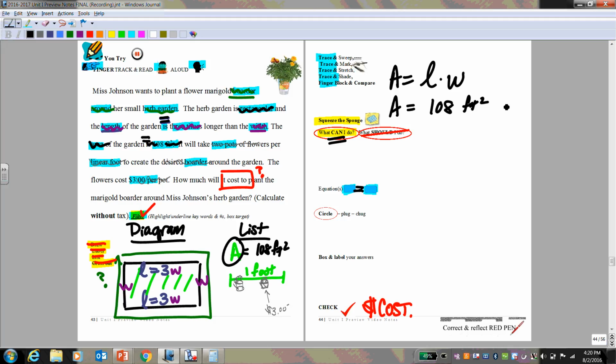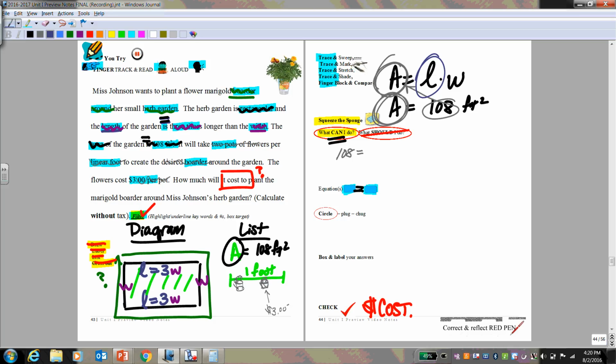We put things together that belong together. For example, see that area right there? Circle, see that area? We can take area and replace it with 108. So I write 108 equals, let's see if we can replace anything else.